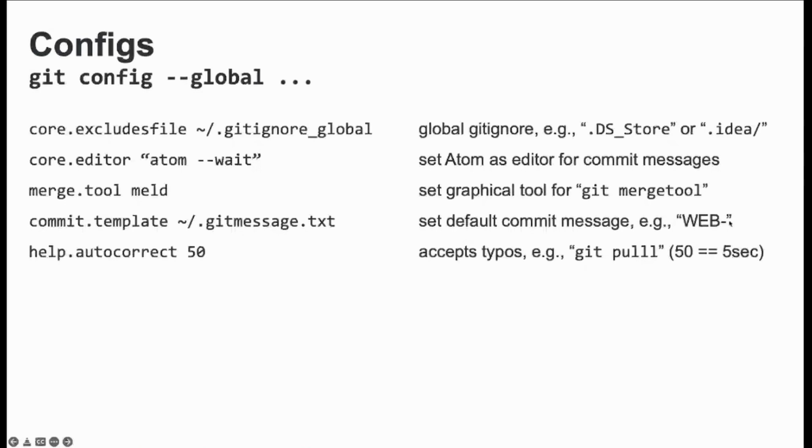And my personal favorite one is help.autocorrect. This means if I type very quickly and accidentally have a typo in my Git command, it will wait for 5 seconds and in the meantime tell you what it thinks that you might have meant, and then execute it. And of course, you can abort any command with Control-C.